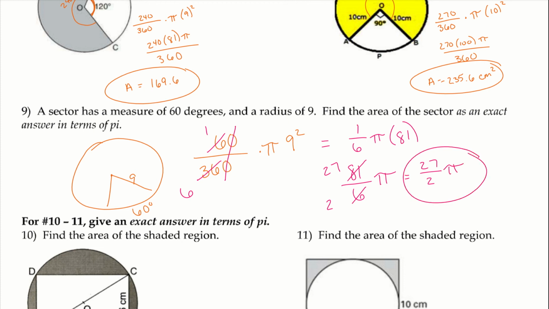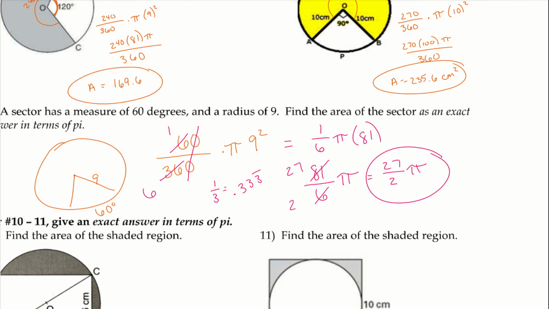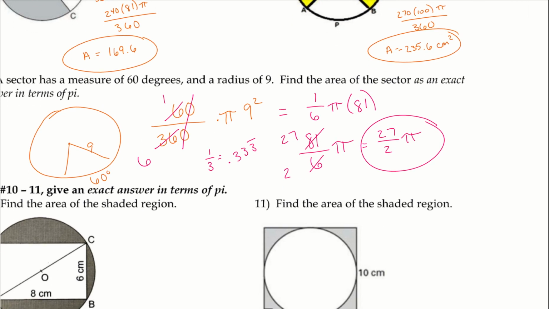But since this does give us an exact decimal, it's not like 1/3, which is 0.333 repeating. 27/2 is not a repeating decimal, so technically it is still an exact answer if you decided to give that decimal answer. But you do have to be cautious of that. If you have a bunch of decimals, that is not an exact answer. If you have one or two that you can show all of the decimals, then it is an exact answer. So for this one, I'm going to have 13.5 pi. So either one of those will work.